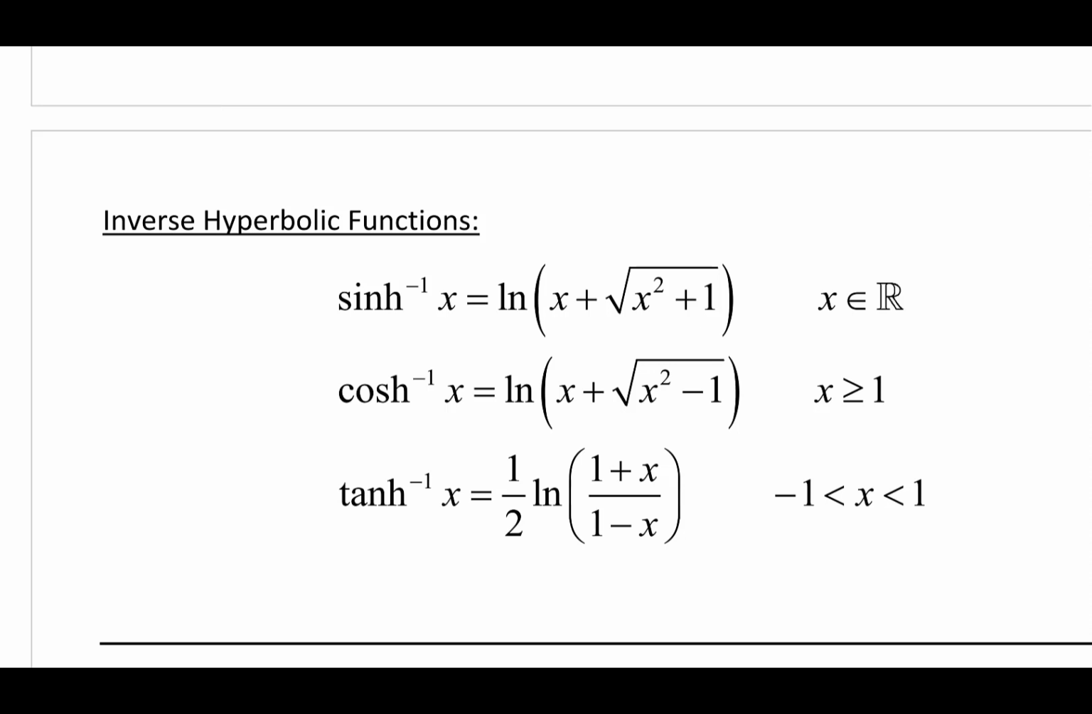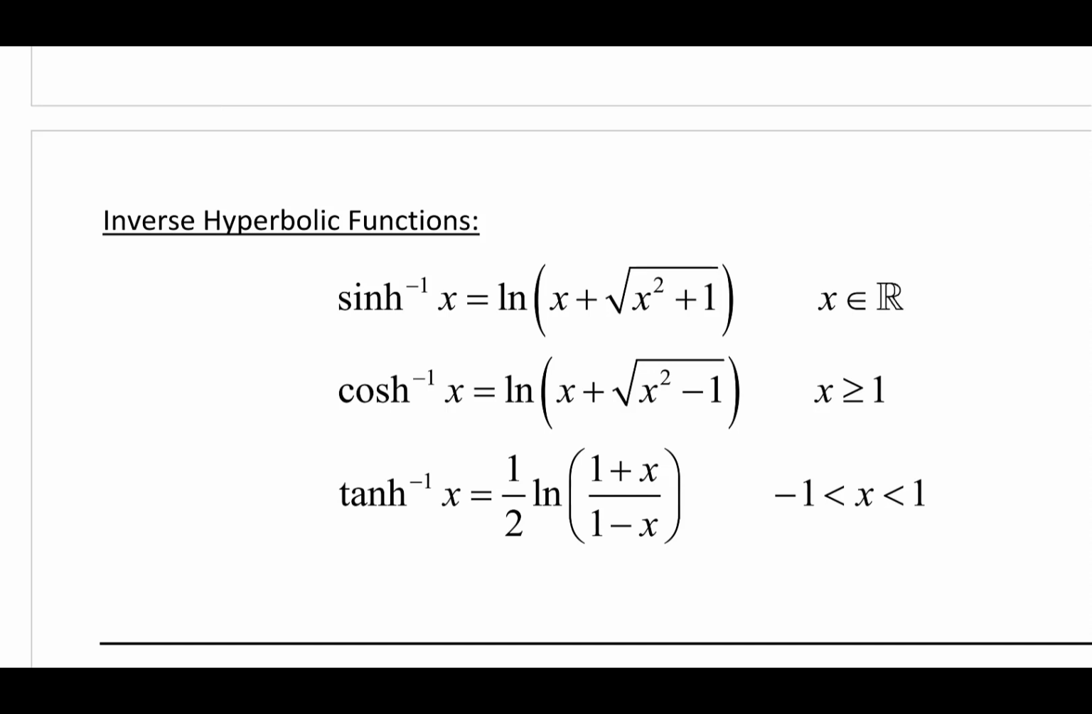Inverse hyperbolic functions. So let's take a break from calculus for a second and do an algebra problem. We're given these three functions. Inverse hyperbolic sine of x is equal to the natural log of x plus the square root of x squared plus 1, and you can plug in anything you want to.